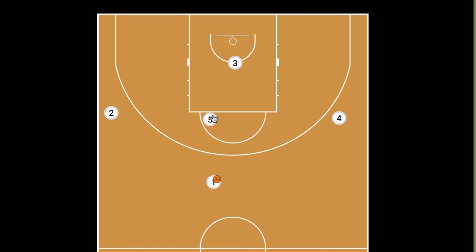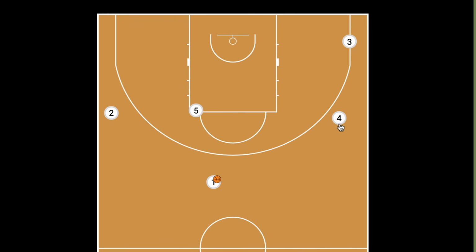So number one, like I said, is our point guard. Number five is our post player. Number three is somebody you trust to get down here and post up. What I'll often do, if I'm ever playing two bigs at once, is put one of my bigs here and one of my bigs down here, and that way we can get somebody in the post that we can trust to make that layup.